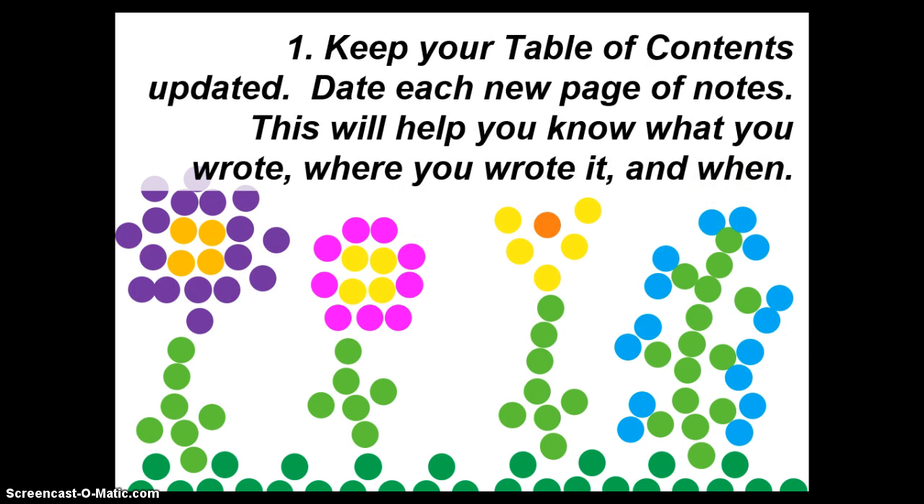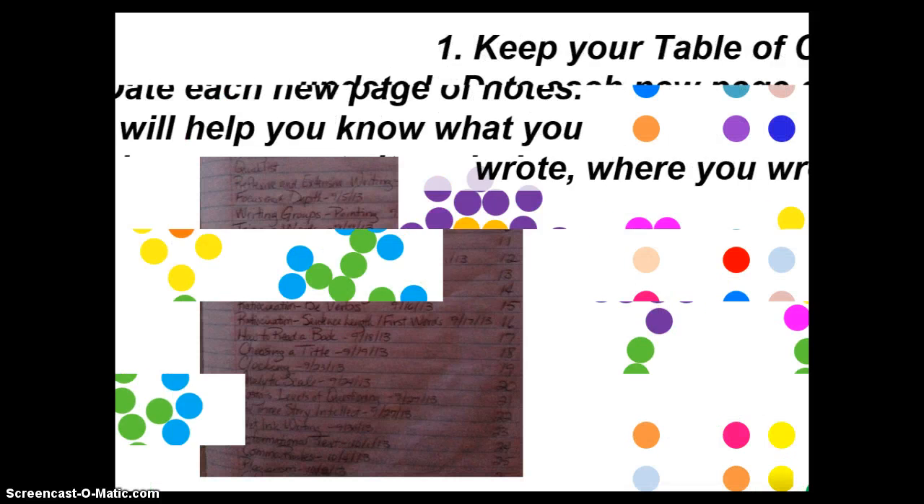First thing is, when you're taking notes in your journal, make sure you keep your table of contents updated. Put a date on every page of notes. This way, you will know what you wrote, where you wrote it, and when. And this can be really helpful, especially as we start to fill up our journals and you have a lot more notes to keep track of.